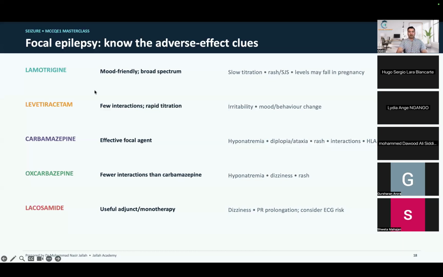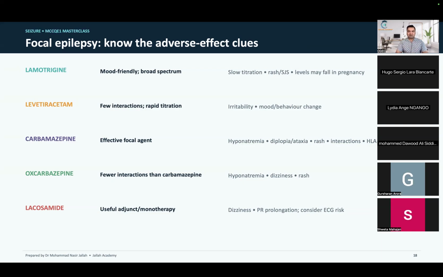Lamotrigine is always used as a first best choice because it is mood friendly and broad spectrum. Lamotrigine is mood friendly if someone's mood is switching, or you think that this patient is a moody person switching between depression and mania very quickly, or is not diagnosed with it but is still very sensitive in terms of mood, then you can use lamotrigine.